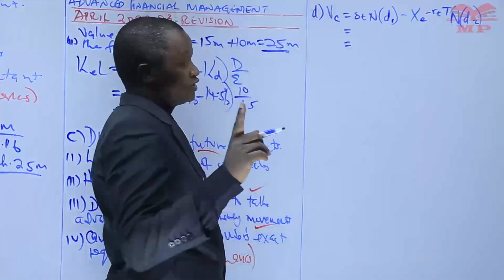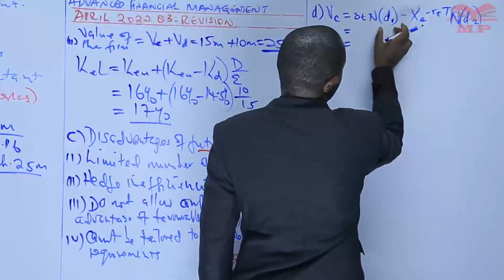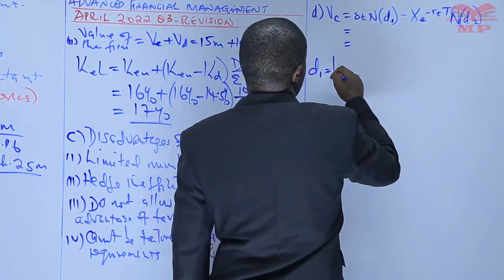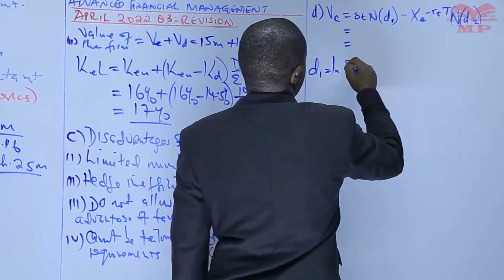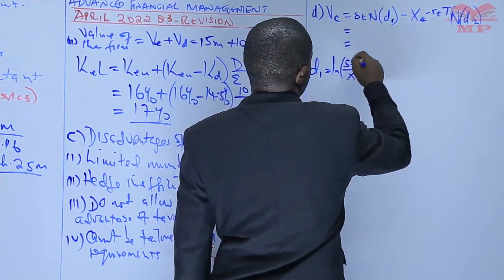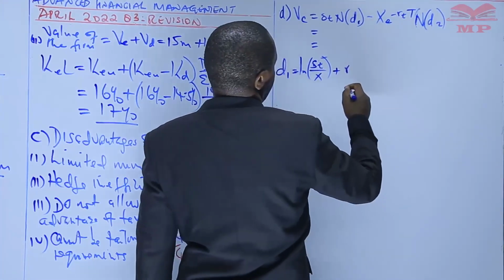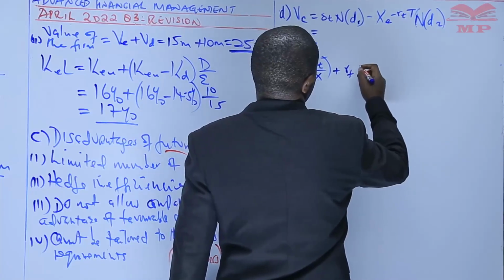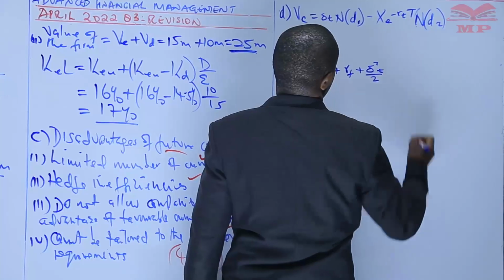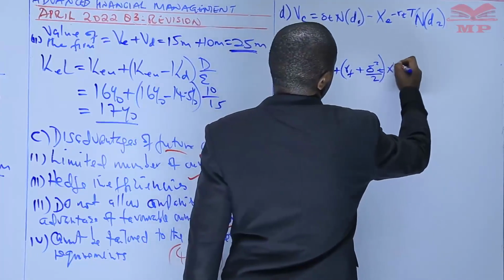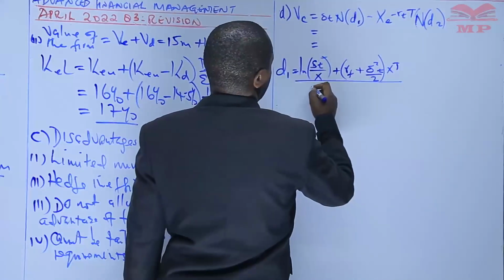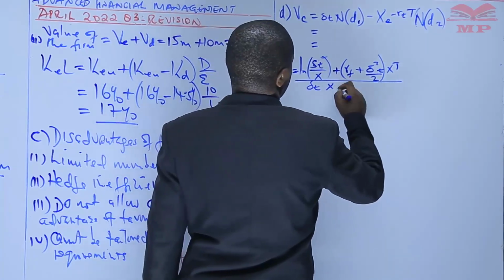Using the Black-Scholes formula, first of all we are going to calculate D1, and we know the formula for D1 is equal to the natural log of ST over the exercise price, plus the risk-free rate plus the variance divided by 2, then we multiply this by T, divided by the standard deviation times the square root of time.